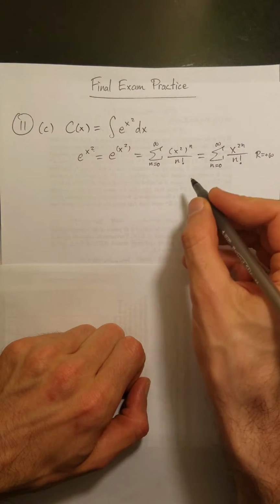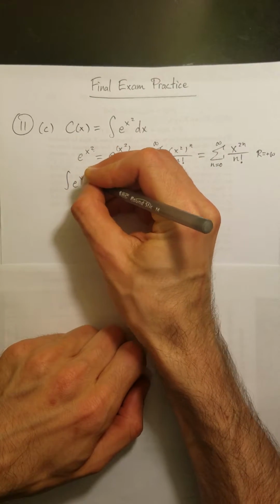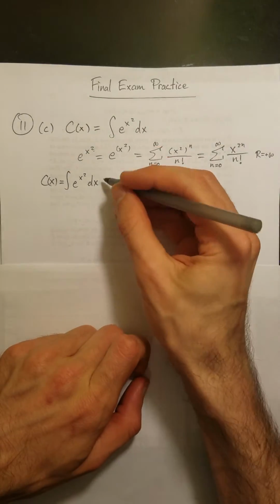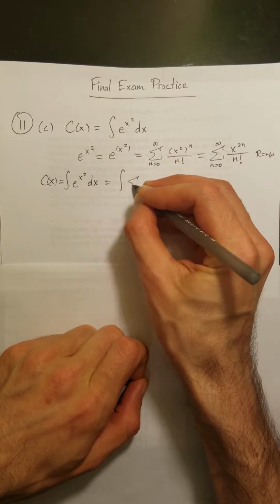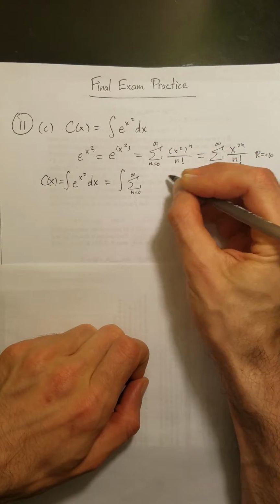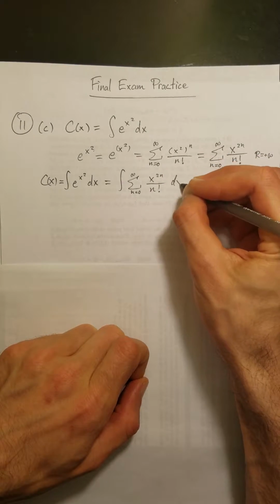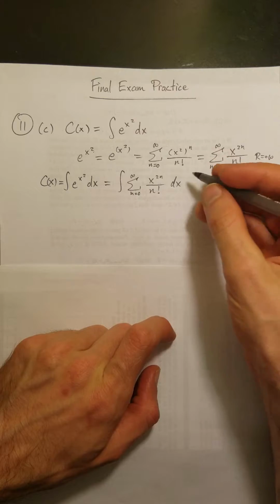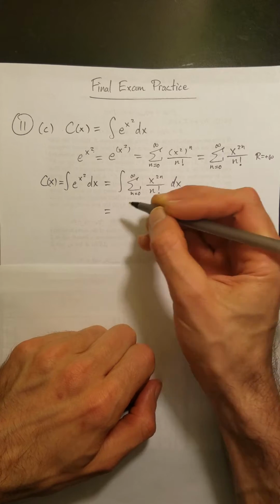Okay, so now we just want to take the integral of this. So we're going to integrate e to the x squared with respect to x. This is our function, c of x. All right, so we write the power series for the integrand. So we have n equals 0 to infinity, x to the power 2n divided by n factorial. Okay, and we're integrating with respect to x. So we have constants here that we can pull out. So first of all, to integrate this, we're just going to switch the order of integration and summation.